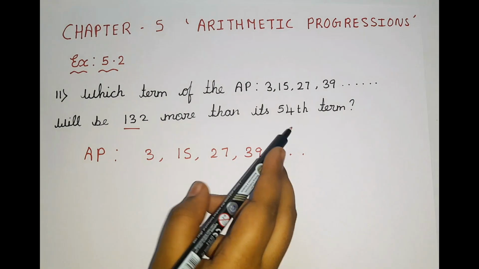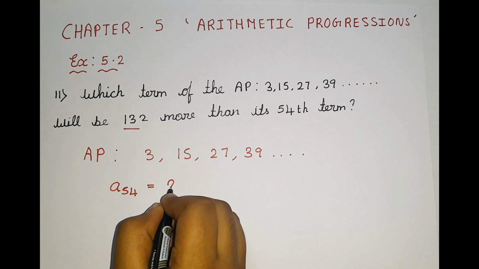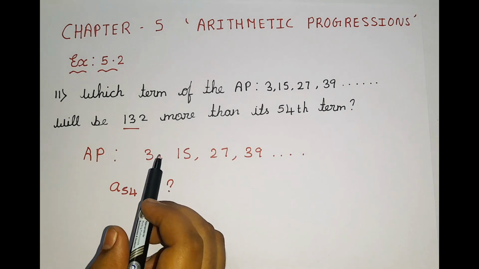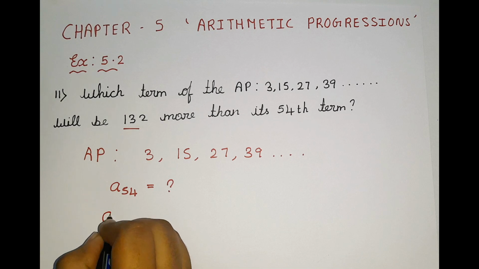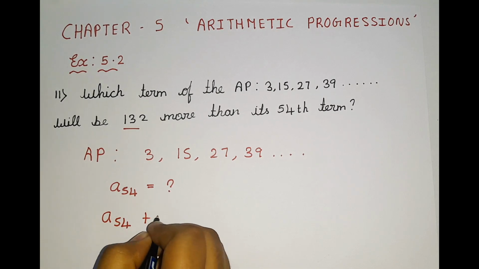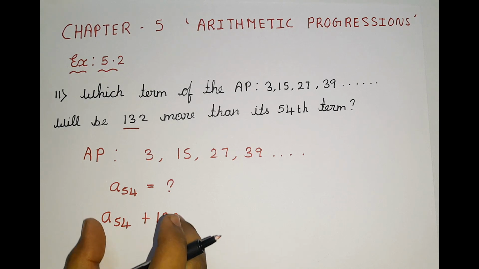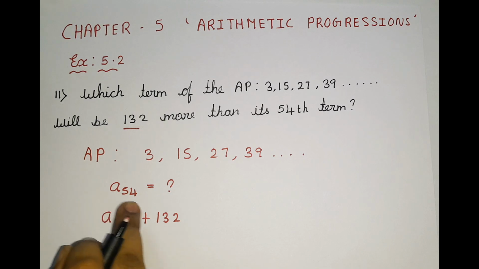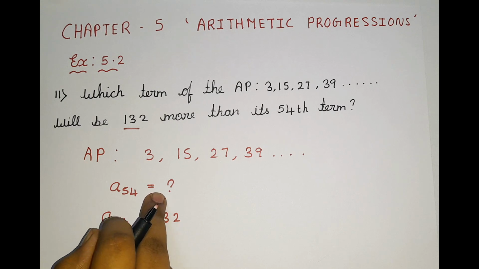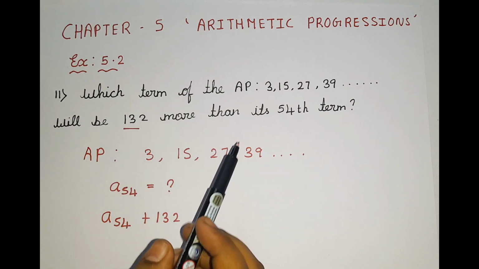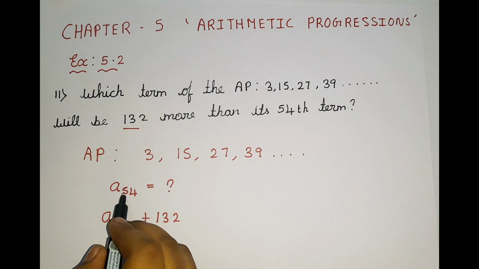So the 54th term we can write as A54, isn't it? We don't know the 54th term, it is in question mark. But according to the question, 132 is more than its 54th term. Then I can write A54 plus 132. Now we don't know A54. If we get to know what is there in the 54th term, then only we will get to know the term which is 132 more than it.